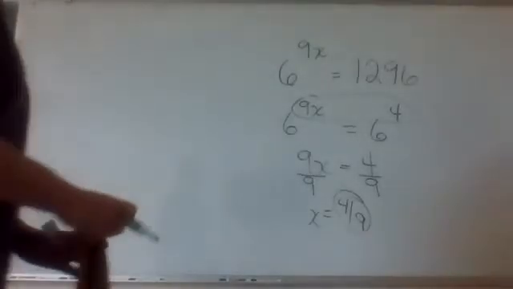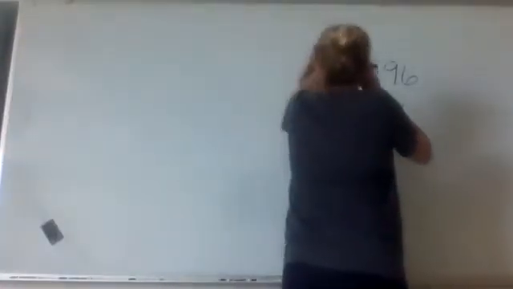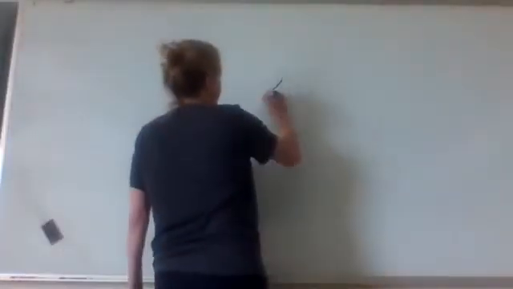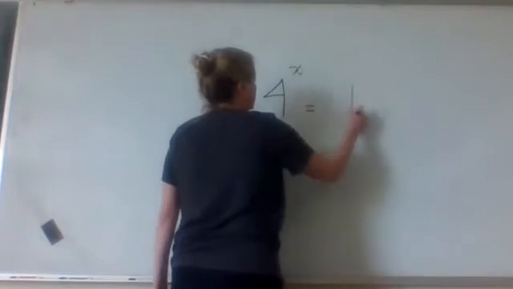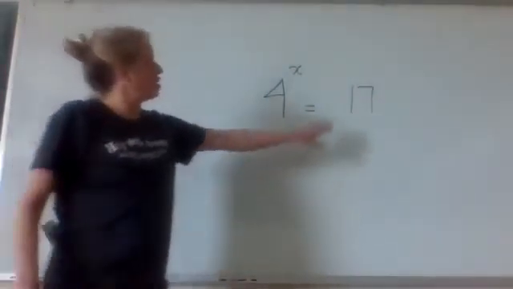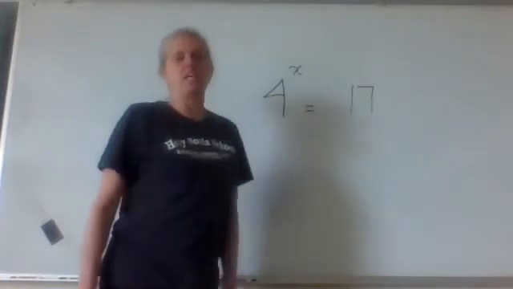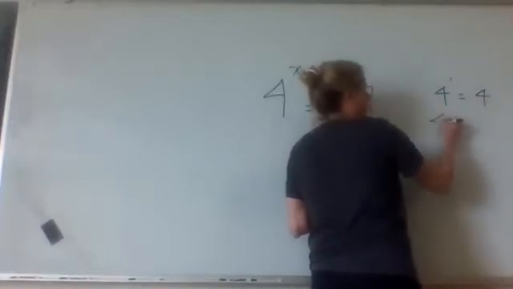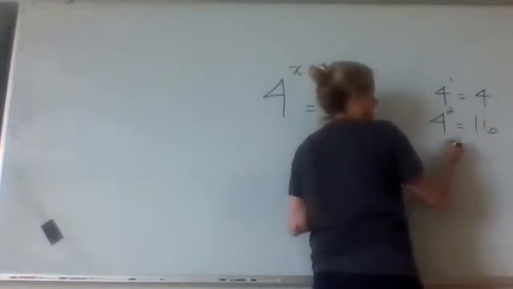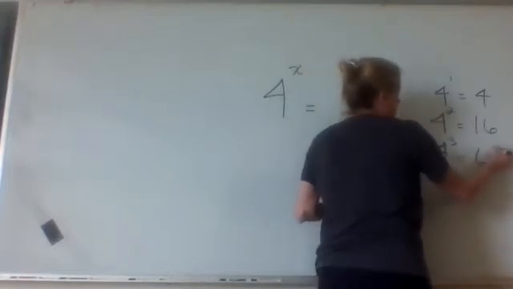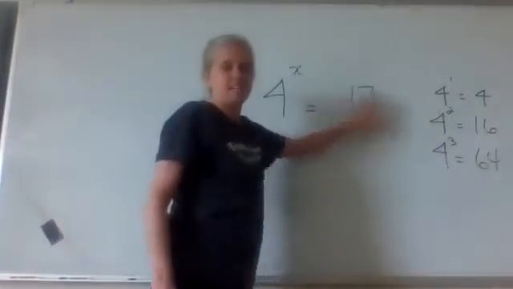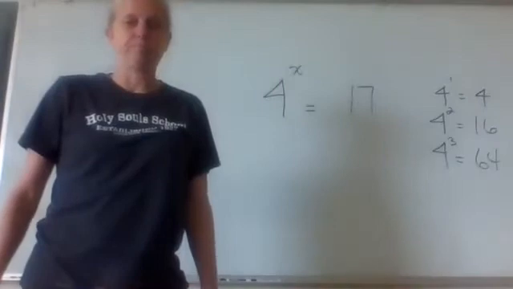All right, let's go to number 3. Number 3 says 4 to the x equals 17. So can you rewrite 17 with a base of 4? Let's see. 4 to the 1st power is 4. 4 to the 2nd is 16. 4 to the 3rd is 64, right? So I pass it right up. In other words, I cannot write this as a base of 4.